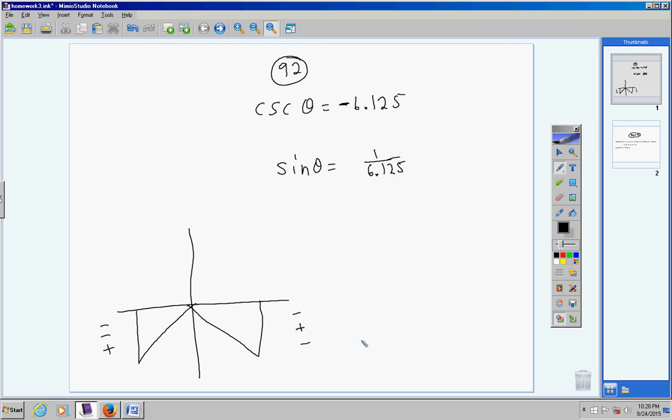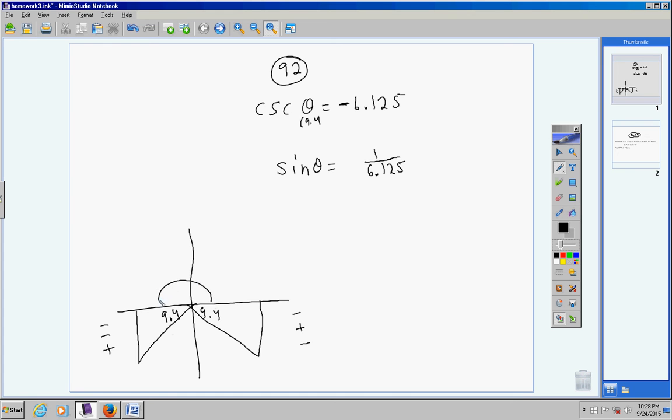So there we go. Alright, so what I'm going to type into my calculator, to find theta, is second sine, and then 1 divided by 6.125. Hit enter, and you'll get 9.39 degrees. I'm going to put 9.4. So this little angle right here is 9.4. So I put a 9.4 here, and a 9.4 here.